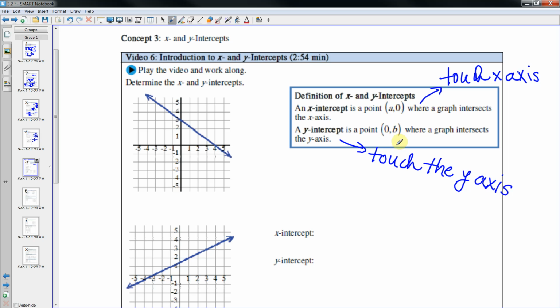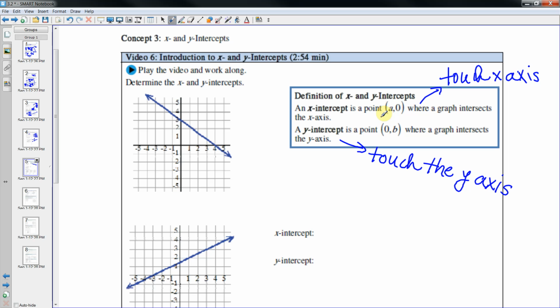Now, don't let the a comma 0 and the 0 comma b throw you off. Remember when we've graphed before, if we've landed right on the x-axis, then we've had an ordered pair that is a number comma 0. And if we've landed right on the y-axis, we've had an ordered pair that was 0 comma a number. So don't let that part throw you off.